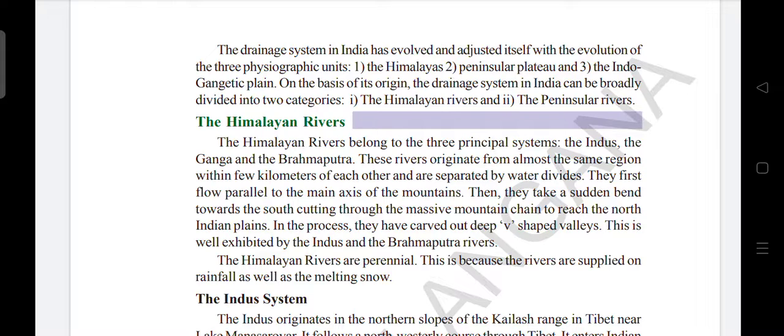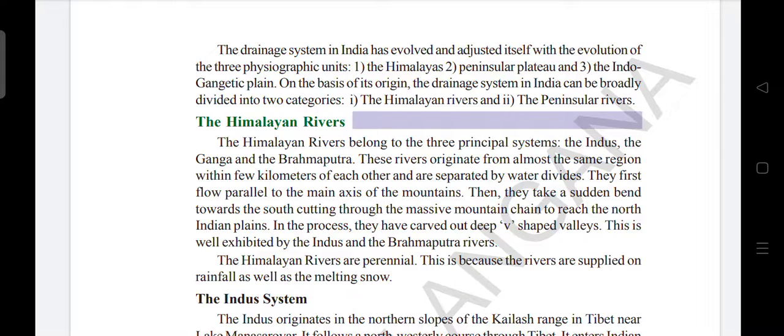The Himalayan rivers are perennial. This is because the rivers are supplied by rainfall as well as the melting snow. So, the Himalayan rivers belong to three principal systems. What are they? The Indus, the Ganga, and the Brahmaputra.